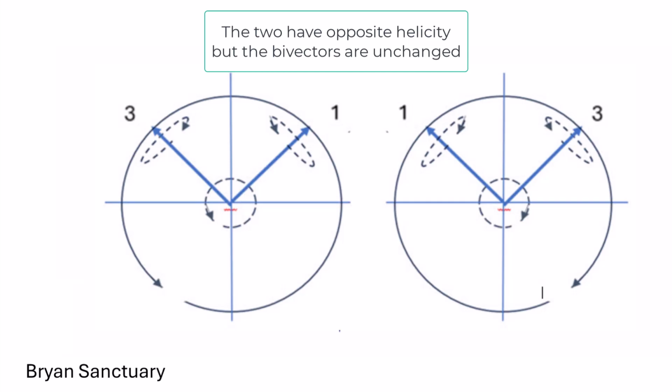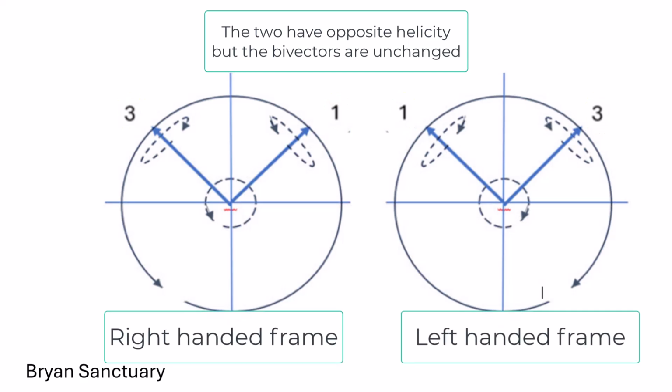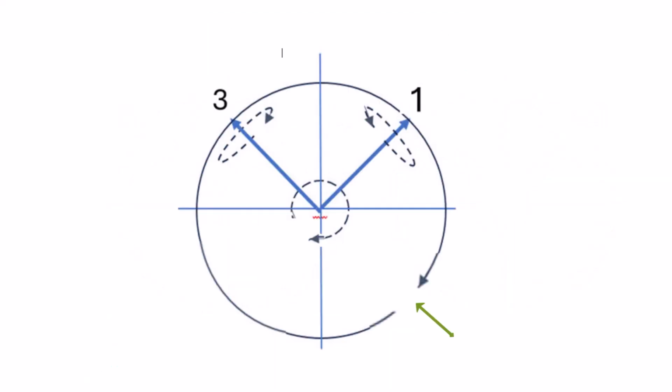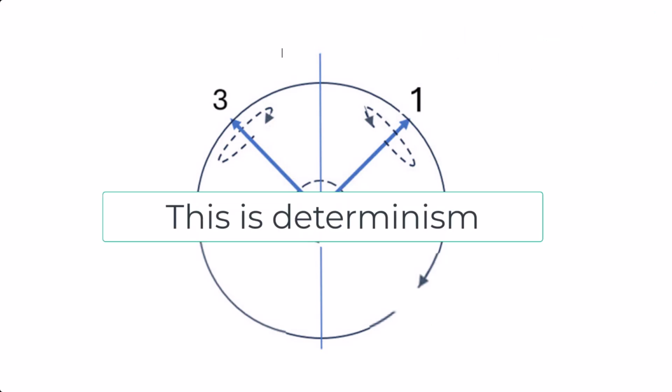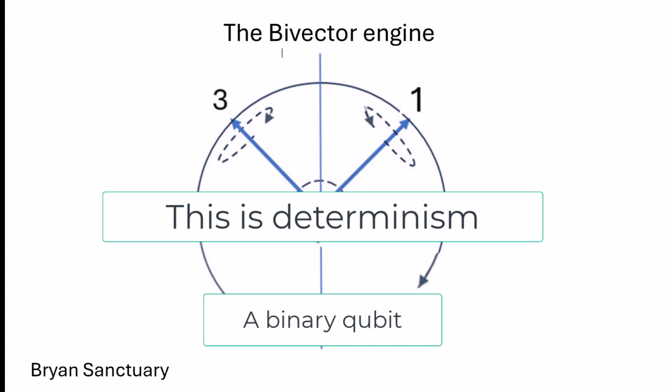This inversion is the same as permuting the 1 and 3 indistinguishable labels, and the two forms are viewed from a left-handed frame and from a right-handed frame. This means that if we know the helicity of the object, then we know the chirality of the leading blade is opposite. This is determinism and the basis for a binary qubit.